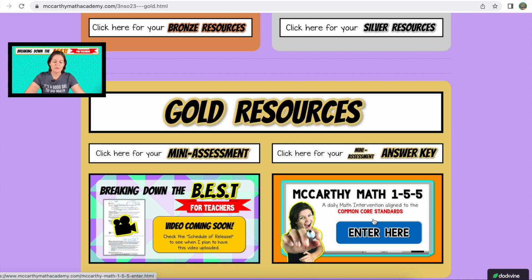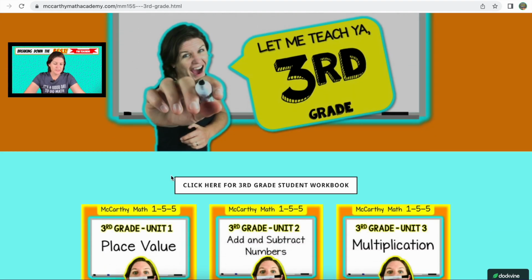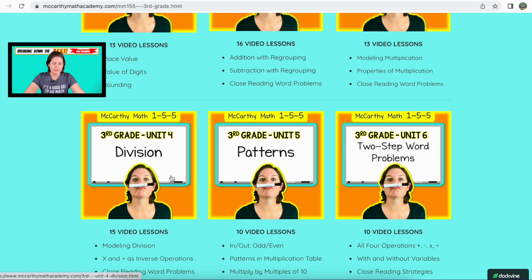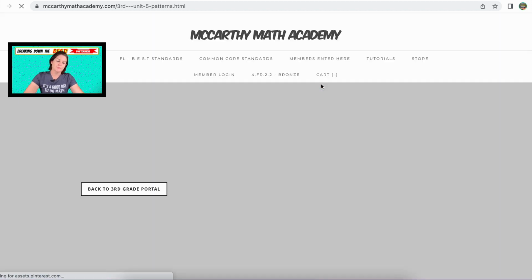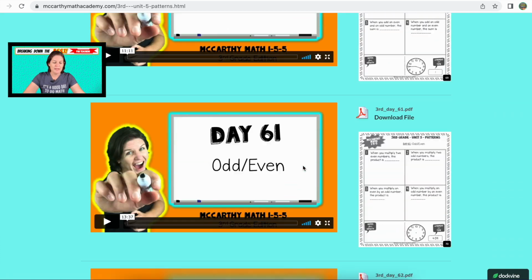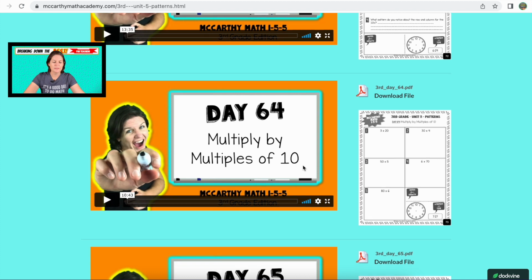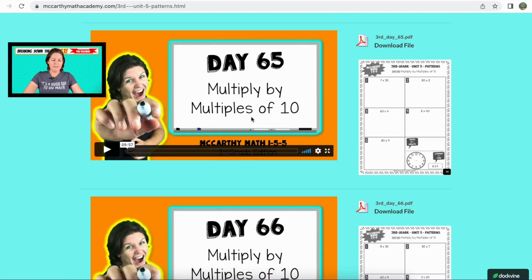And then for McCarthy Math 155, this is a program that is aligned to the Common Core standards, which does not align with taking on the B.E.S.T, but there's a lot that does come over. So for instance, third grade. Here in patterns, there are multiply by multiples of 10. I was going to mention this a little bit earlier and I stopped because I said, I'll wait until we get there. So if you scroll down from patterns, you'll see there's here, day 64, multiply by multiples of 10.